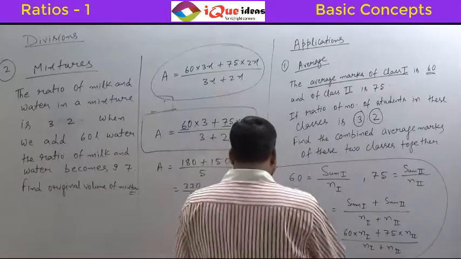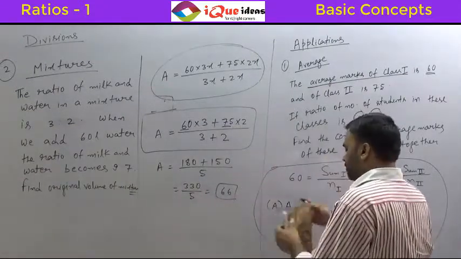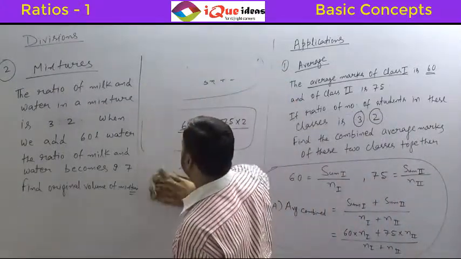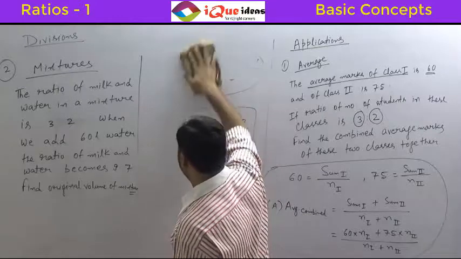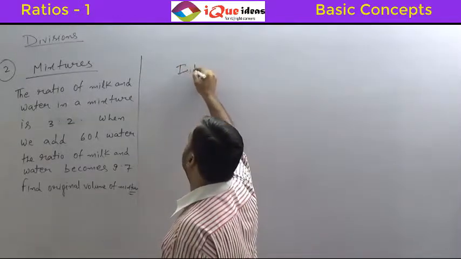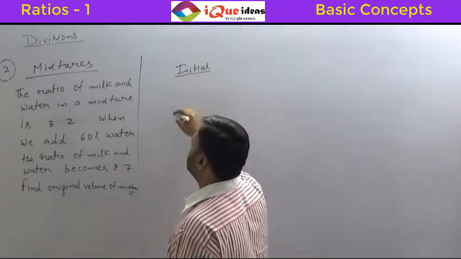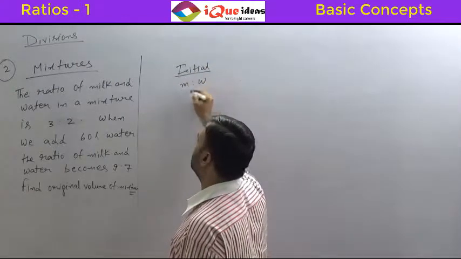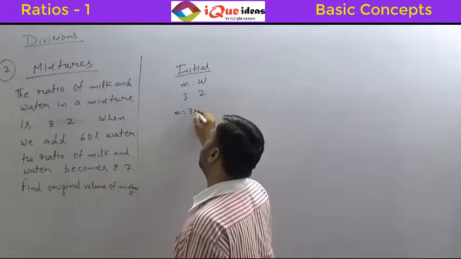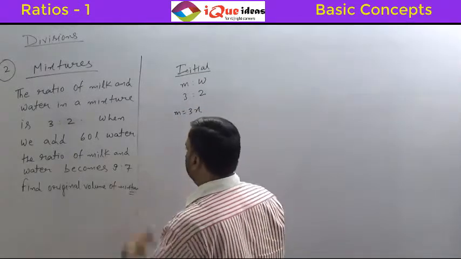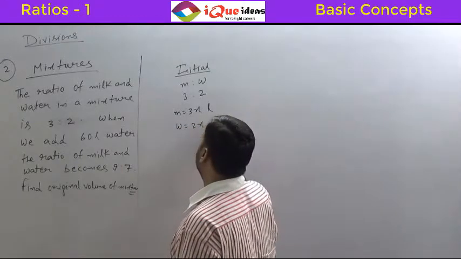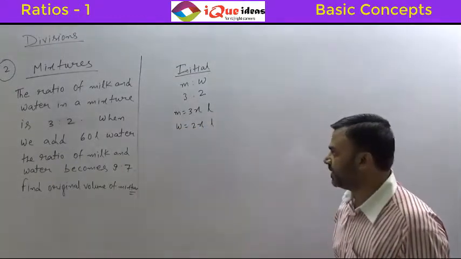How will you do this question? Now there will be many methods, at least 3 ways to do this question. We'll take each of those ways one by one. First we'll take the conventional route. So I'll say initial situation, milk to water ratio is 3:2. Let's assume that milk is 3x liters and water is 2x liters. Liter is just a unit, the variable is x.